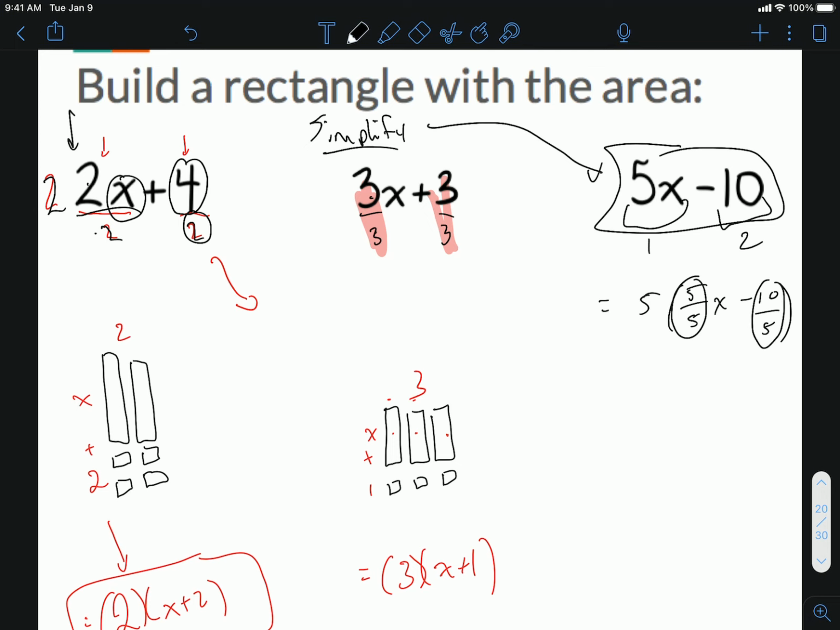This is the shortcut. Spelled out very well, I think. Okay? So you're like, okay, well, just do the math. Well, it's 5. You can't just make that disappear. 5 divided by 5 is 1x. Minus 10 divided by 5 is 2. There's your answer. And you're done. Okay?